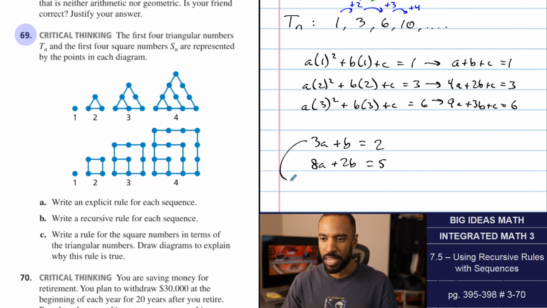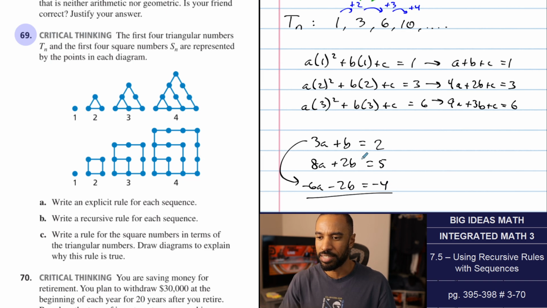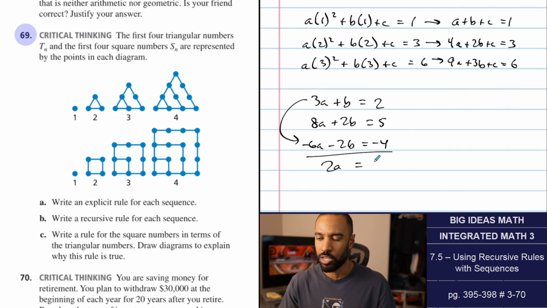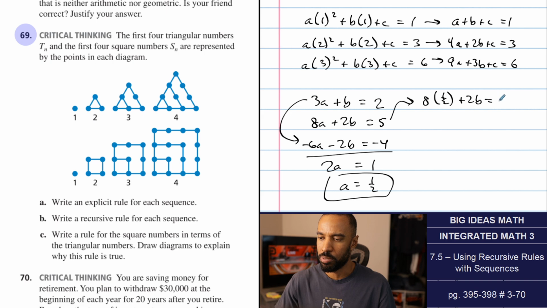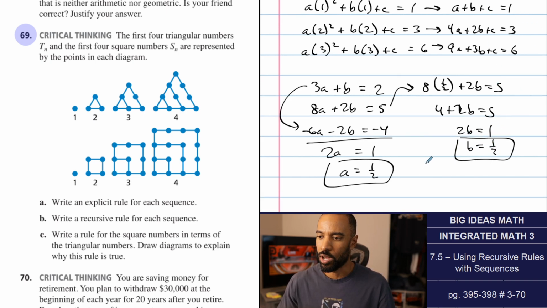If I multiply this by negative 2 here, I get negative 6a minus 2b is negative 4. If I add down these lists, I get 2a equals 1, so a is 1/2. In terms of b, I'm going to use this one because it's an even number. 8 times 1/2 plus 2b is 5. 4 plus 2b is 5. 2b is 1, so b is also 1/2. Weird. a plus b plus c is 1. That's 1/2 plus 1/2 plus c is 1, or 1 plus c is 1, or c equals 0.